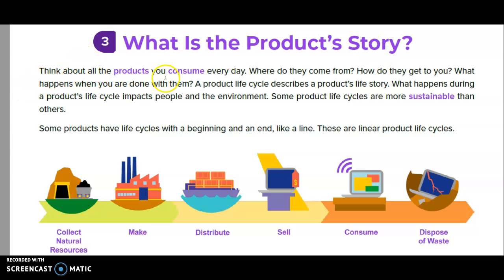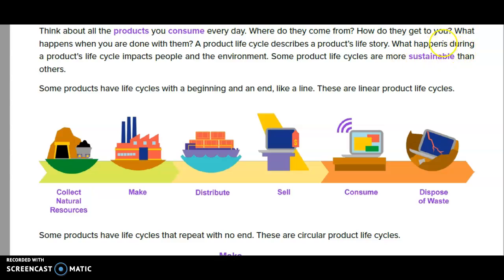Think about all the products you consume every day. Where do they come from? How do they get to you? What happens when you are done with them? A product life cycle describes a product's life story. What happens during a product's life cycle impacts people and environment. Some product life cycles are more sustainable than others.